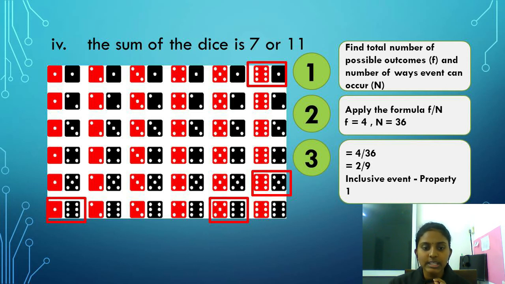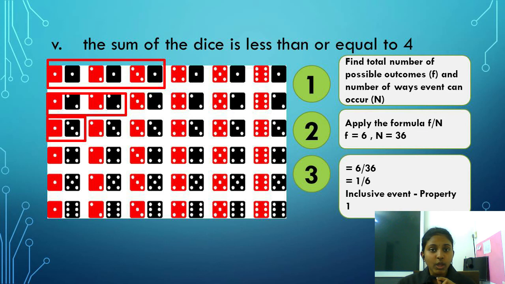Let's move to the last question of our exercise, which is we need to find the probability of an event: the sum of the dice is less than or equal to 4. Let's see how many pairs of dice rolled are less than or equal to 4. They are 1, 2, 3, 4, 5, 6. There are 6 pairs of dice where the sum of the dice is less than or equal to 4.